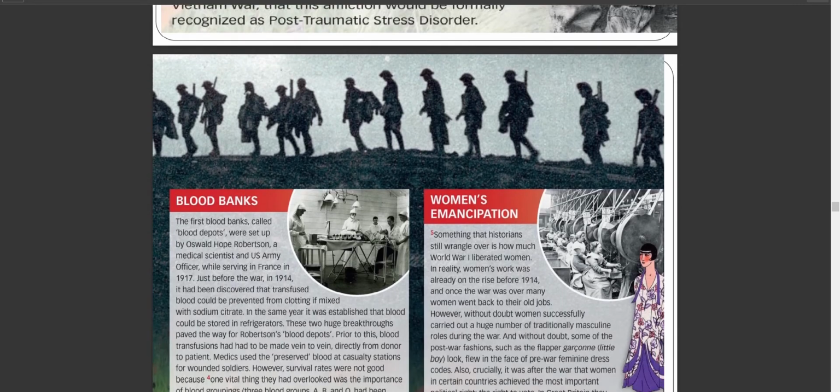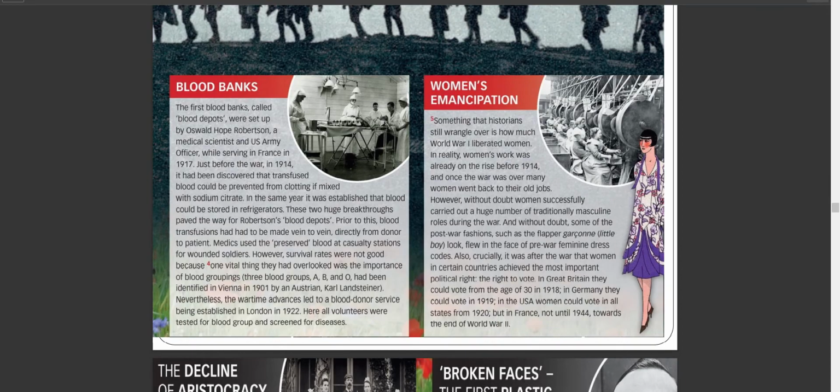So this talks about the war and the results, the effect of this war. Here is new information for you, related to the medical field: the medical issue of war. The first blood banks, called blood depots, were set up by Oswald Robertson, a medical scientist, and the USA Army. The first blood bank was established in France in 1917, just before the war ended. This talks about the blood bank in detail.